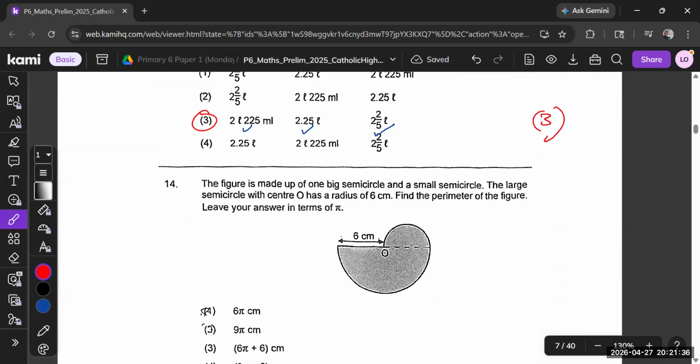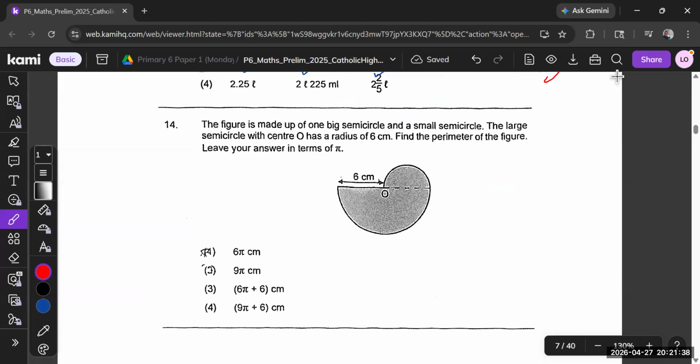Okay, number 14. Let's look at 14. The answer is number 4. Okay, number 4. And how do we find the perimeter in terms of pi? All right, now, by now, after telling you to avoid careless mistakes, if you still make the same mistake, you should go and think about what you want to do about your careless mistake because Miss Tong told you already.